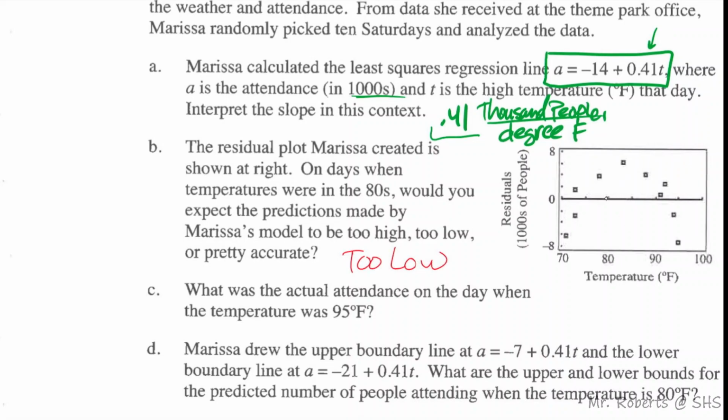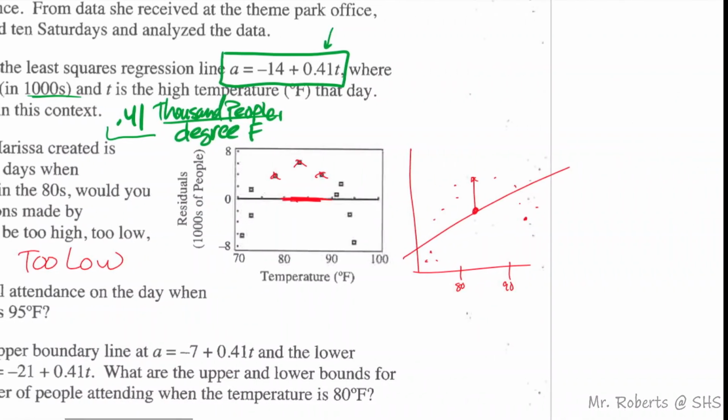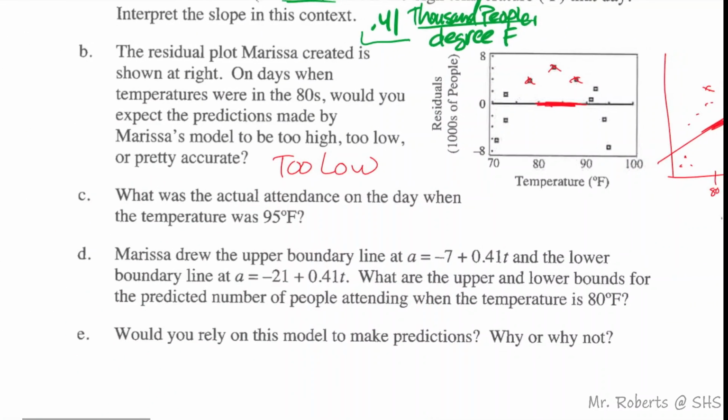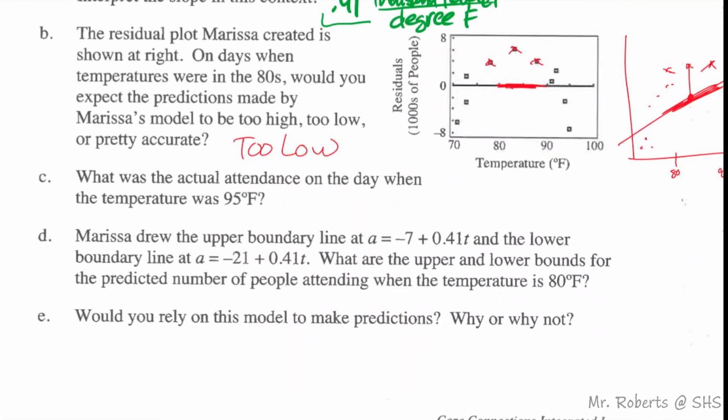I could see this in the 80s, all in the 80s. Her model was always off. She was getting positive residual, positive residual, positive residual. So her model is predicting less people than were actually there. That's what I'm saying. Next, what is the actual attendance on the day when the temperature was 95 degrees Fahrenheit?